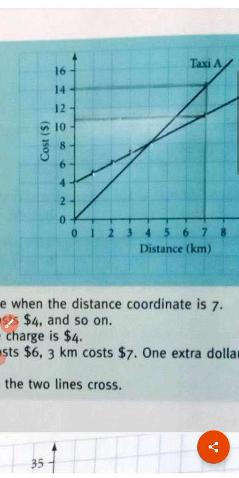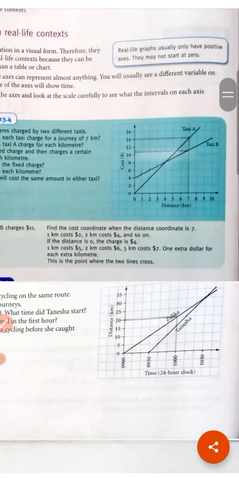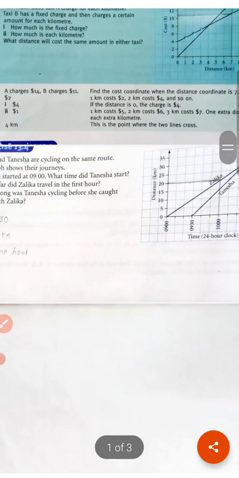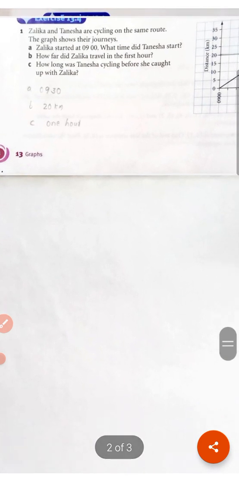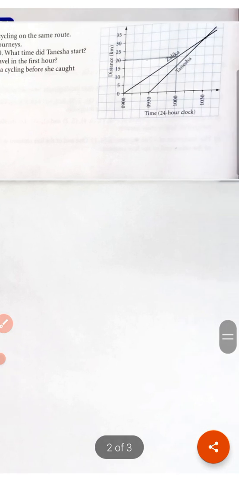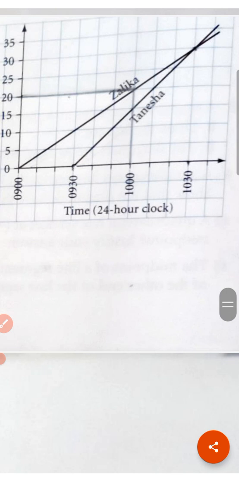So children, here using this graph, we are answering the given questions. Now I will explain one more example. Next question is, Saliga and Tanisha are cycling on the same route. The graph shows their journeys. This is the graph. This shows their journey. Saliga started at 9. What time did Tanisha start?